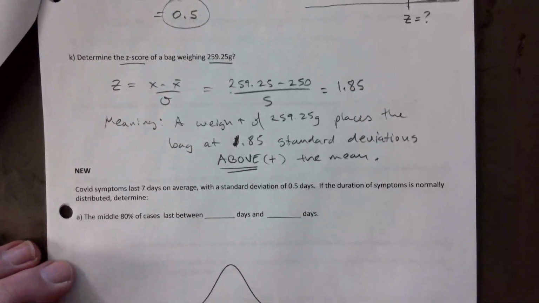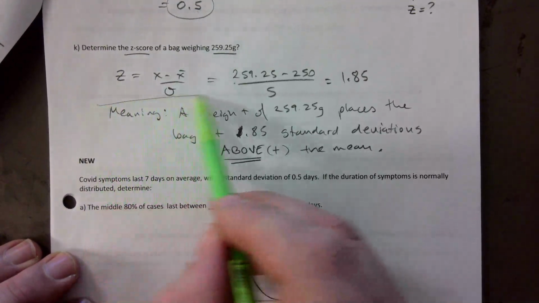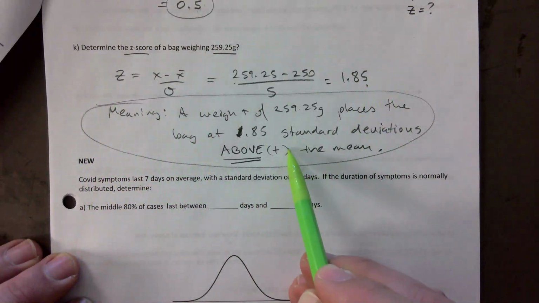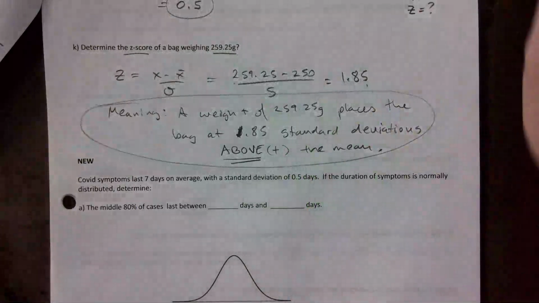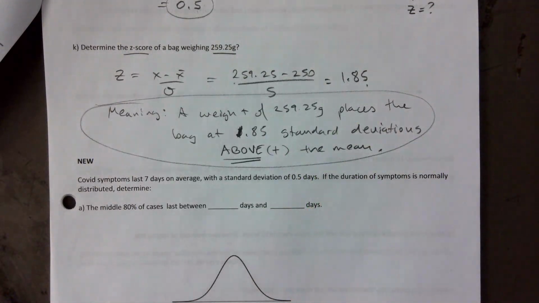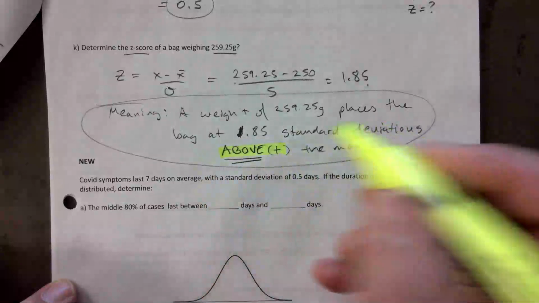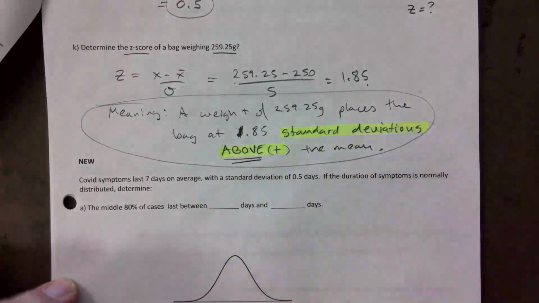That's what, if I ever ask you for the meaning of what you just found, this is what that means. You can use your own words, as long as you tell me that it represents a number of standard deviations, either above or below the mean. The key word here is above and the number of standard deviations.